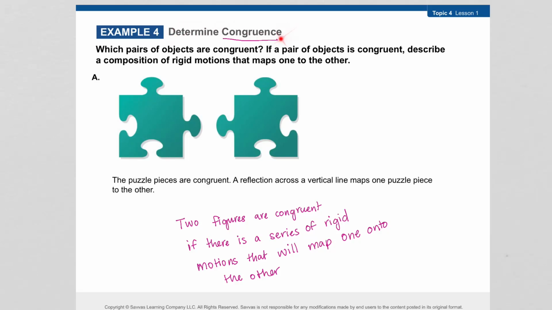To determine congruence, two shapes or two figures will be congruent if there is a series of rigid motions that will map one onto the other. In this case, these two puzzle pieces are congruent because we can do a reflection. Completing this vertical reflection will allow the pieces to overlap.